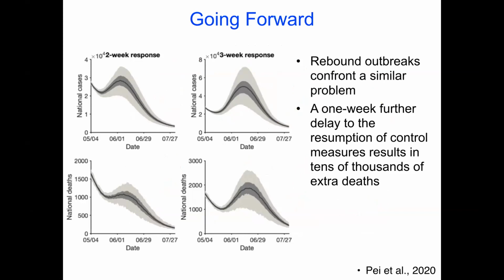And the earlier, the better, because even a 1 week delay in the response is going to result in a much higher rate of cases, much higher rate of deaths that are going to have to be contended with. And so it's really critical that we maintain our vigilance against this virus, that we keep up our public health controls, and recognize growth as soon as we can when dealing with it.